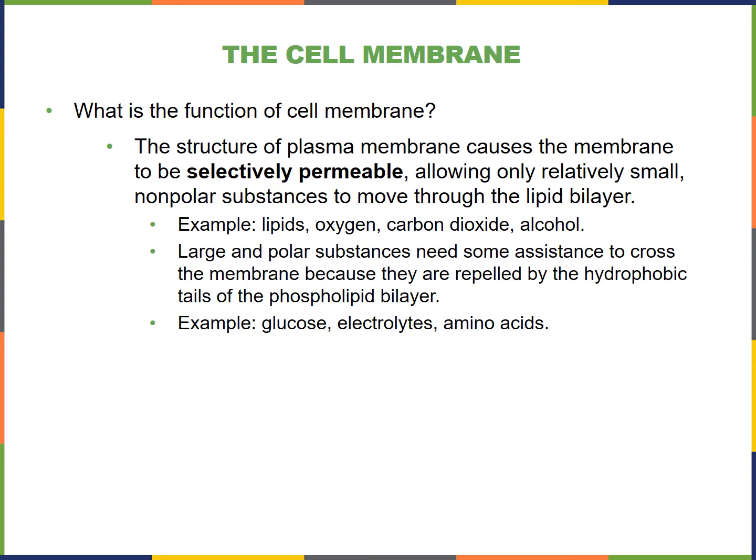In the case of large and polar substances, they need some assistance to cross the membrane because they are repelled by the hydrophobic tails of the phospholipid bilayer. Examples are glucose, electrolytes, and amino acids.